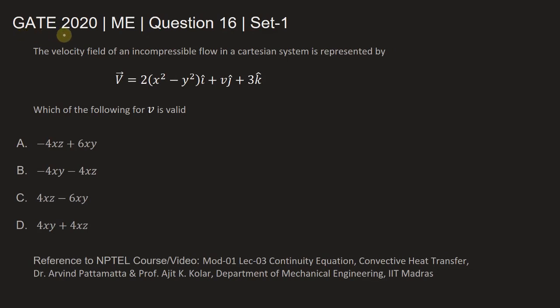This problem is from GATE 2020 Mechanical Engineering Offset 1. The question is: the velocity field of an incompressible flow in a Cartesian system is represented by V vector equal to 2(x² − y²) i cap plus V j cap plus 3 k cap. Which of the following for V is valid? We are given 4 options here and we need to find the value of V, that is the velocity of flow in the y direction.